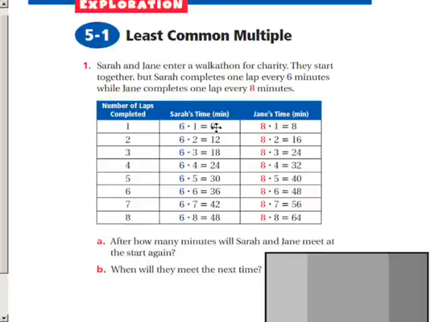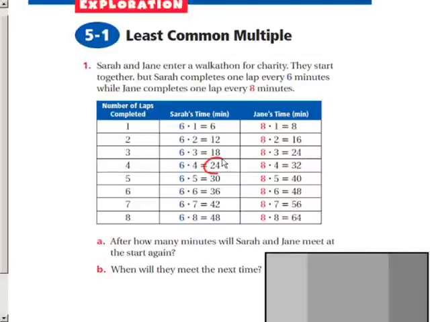All right, so here are your answers. Here's after how many minutes Sarah went around the track, and this is how many minutes she had run each time she crosses that starting line, and same with Jane. So when will they both cross together? Well, we have 6, 12, 18, 24, and 8, 16, 24.